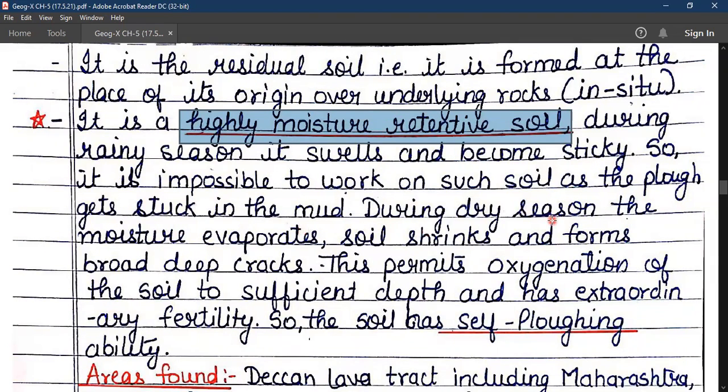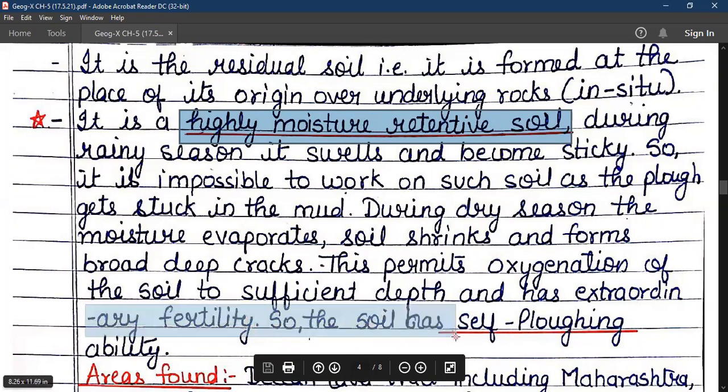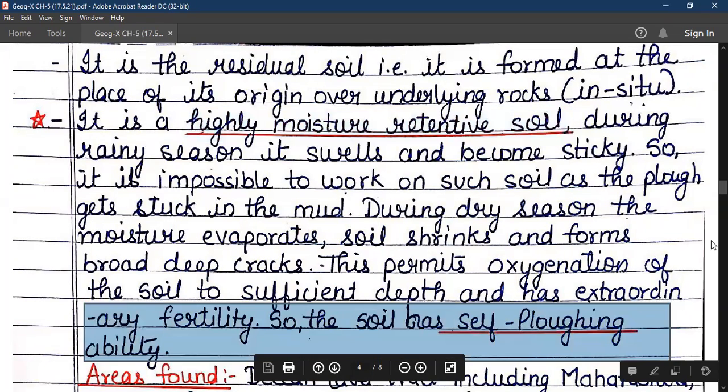During the dry season, the moisture evaporates, the soil shrinks, and forms broad, deep cracks. This permits oxygenation of the soil to sufficient depth and gives extraordinary fertility. So the soil has self-ploughing ability. Another important term.